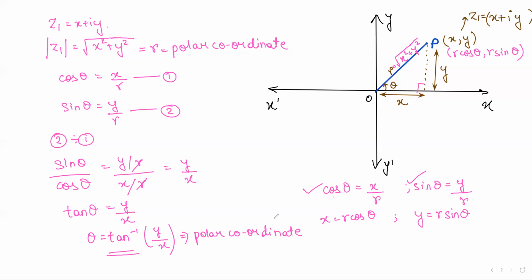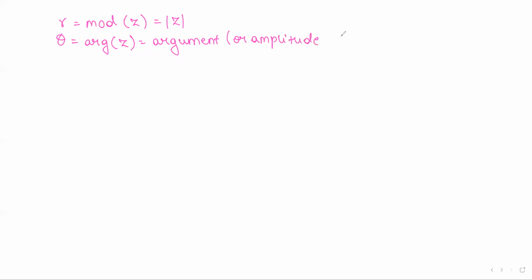So you have two polar coordinates, r and theta. Next, you have seen that r has other names as well. r is said to be mod of z. Theta is said to be the argument of z, or amplitude of z. And r is the modulus of z.